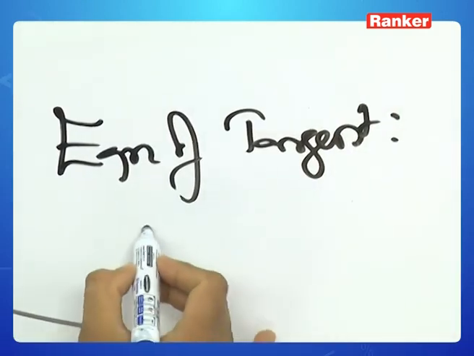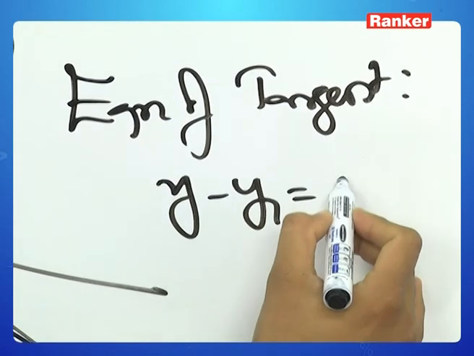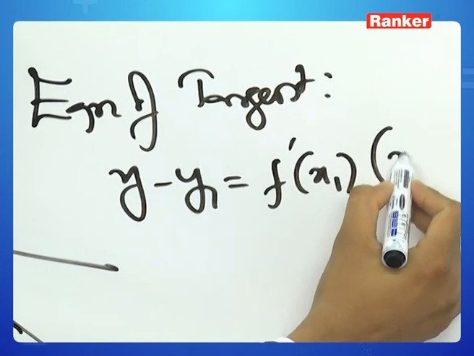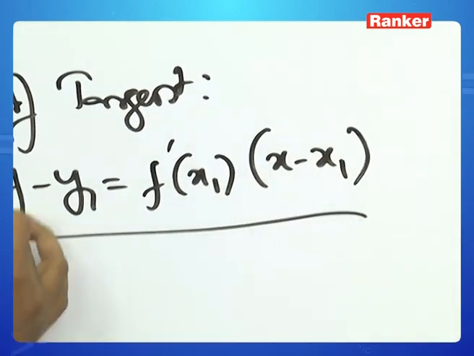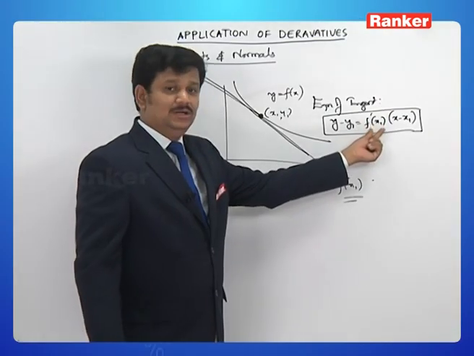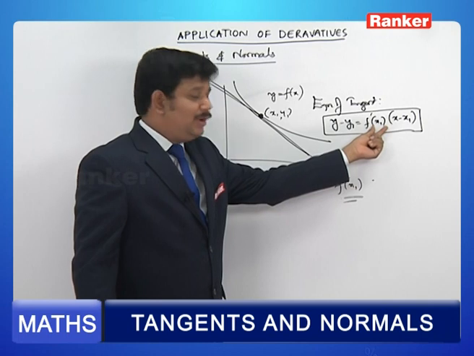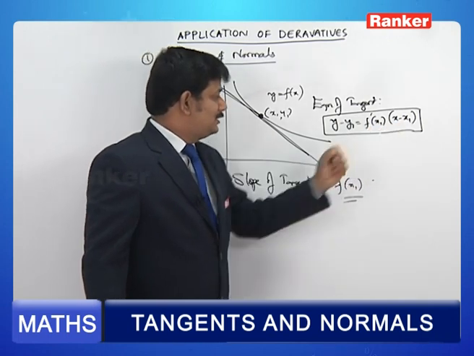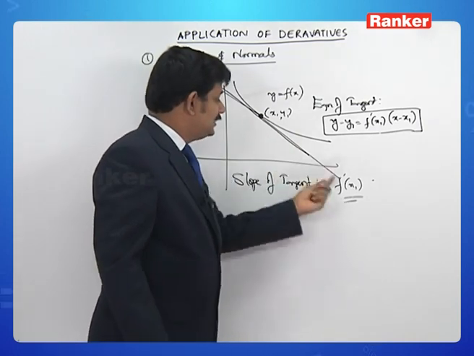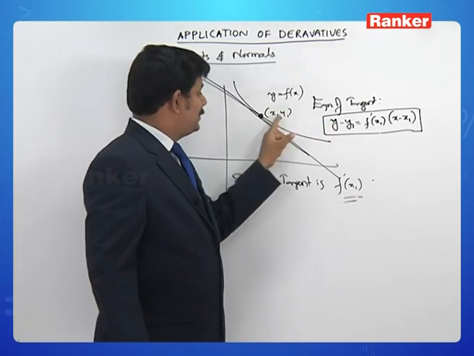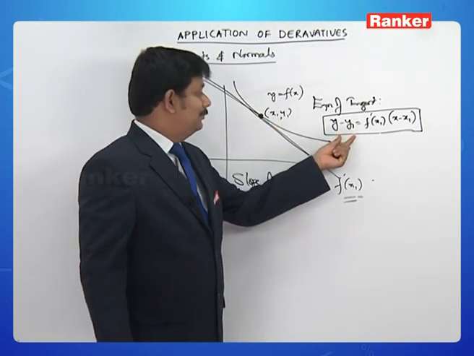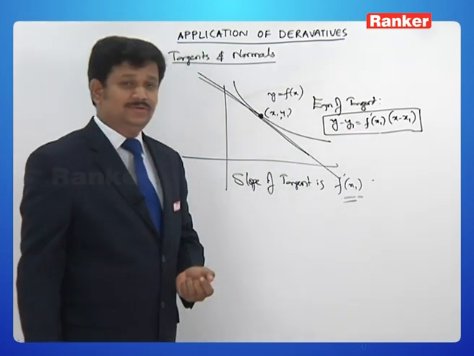as y minus y1 is equal to slope, f dash of x1, into x minus x1. That is, y minus y1 is equal to f dash, derivative of the curve dy by dx at the point x1 comma y1, into x minus x1. Here we are using the slope point form of a straight line. Slope of the tangent line is f dash of x1 and it is passing through the point x1 comma y1. So, equation of the tangent would become y minus y1 is equal to f dash of x1 into x minus x1.